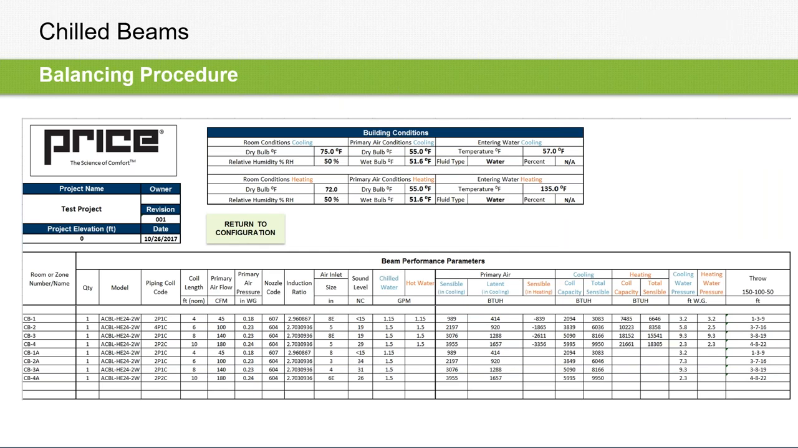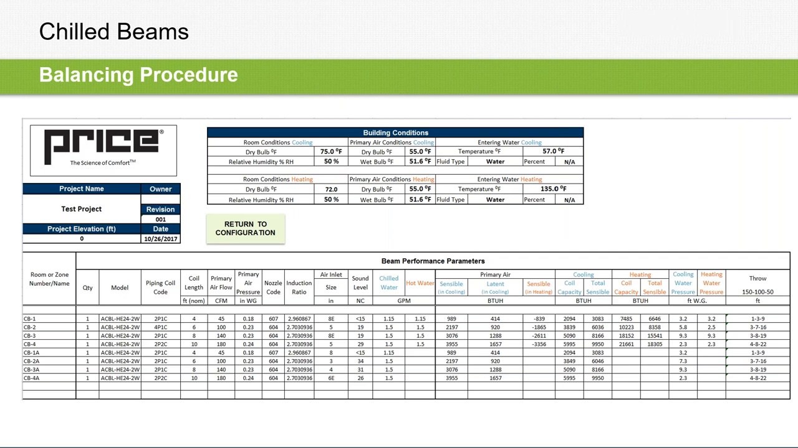So each beam project is going to have some performance submitted. We typically characterize these beams per beam. Sometimes you'll have multiples of the same tag in each zone, but generally each beam is going to have its own performance run, which will be submitted and approved by the engineer in almost every project. If not, we can find it. If you have a beam that you don't know the performance of, we can look back and find that through our records as well.